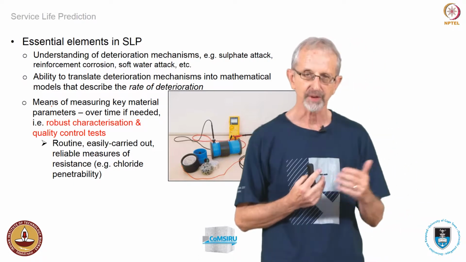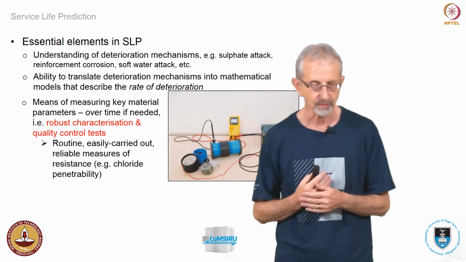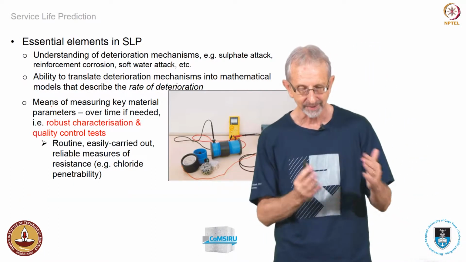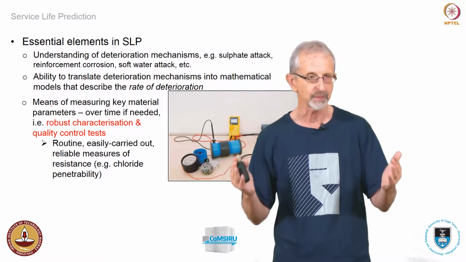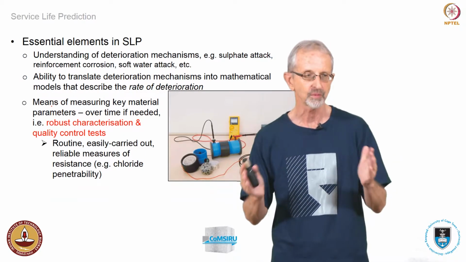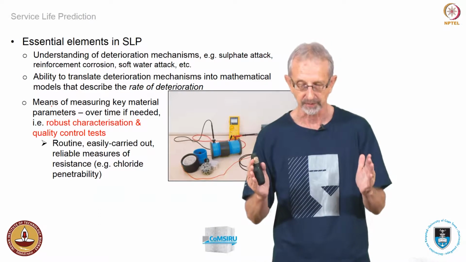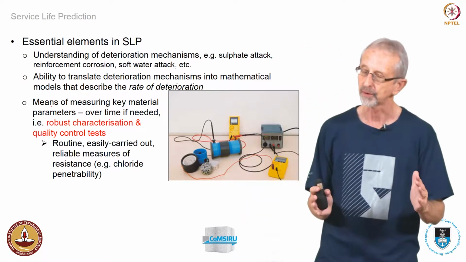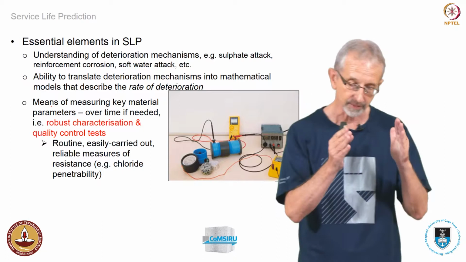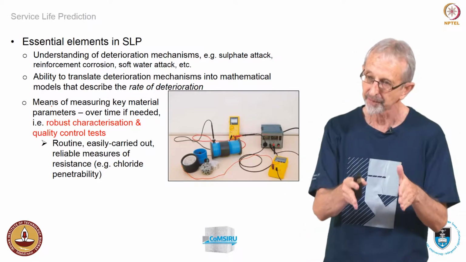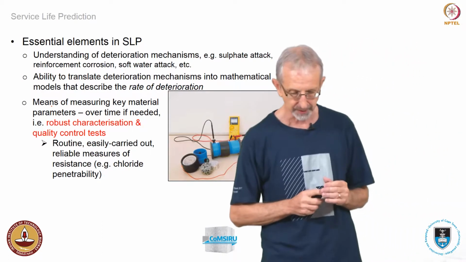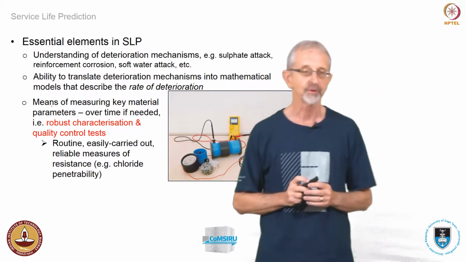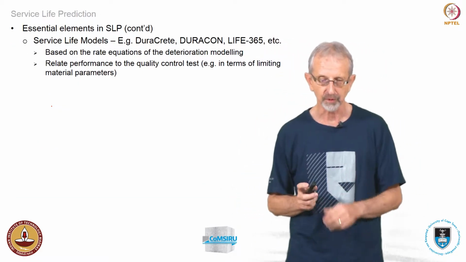These robust characterization and quality control tests, which have to be routinely carried out, easily carried out. We can't take 6 months to measure these things. We've got to be able to measure these within the space of hours or days at the most, because we use them in quality control. And quality control means that they want an answer tomorrow for the problem that they have today in terms of site construction. And I'll refer to a few of these later on, and of course many of you are familiar with some of these tests.